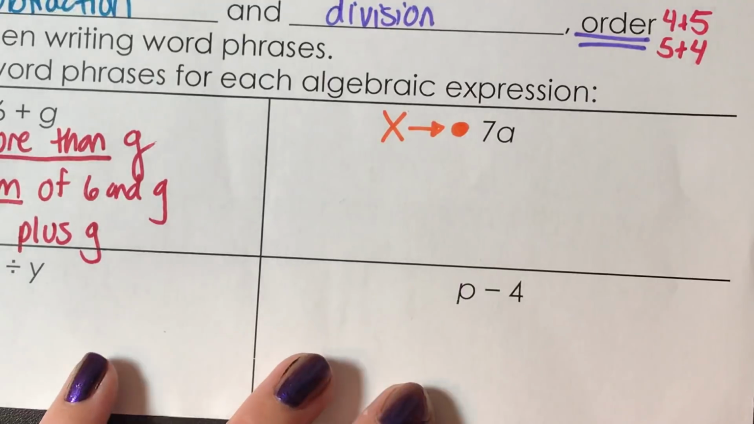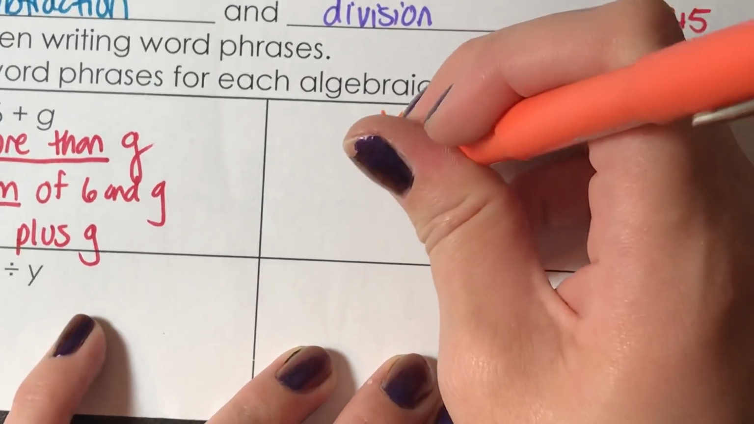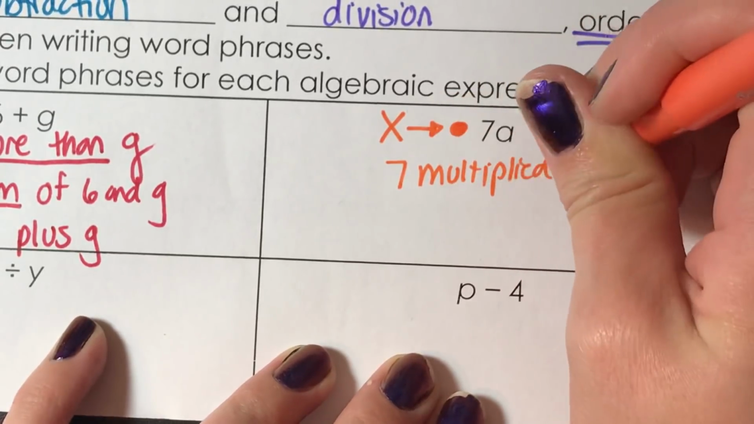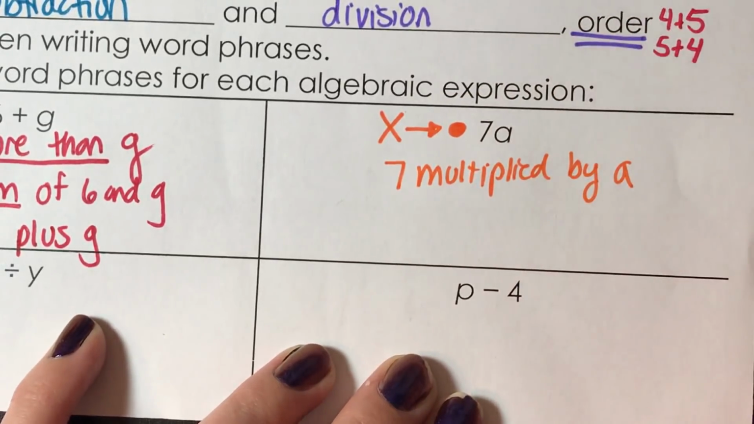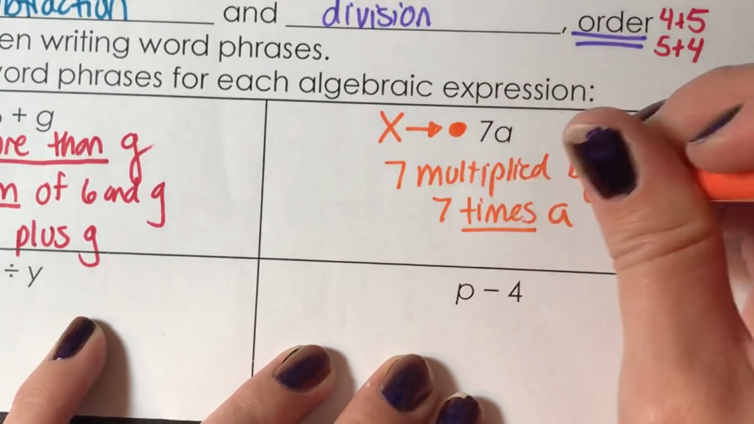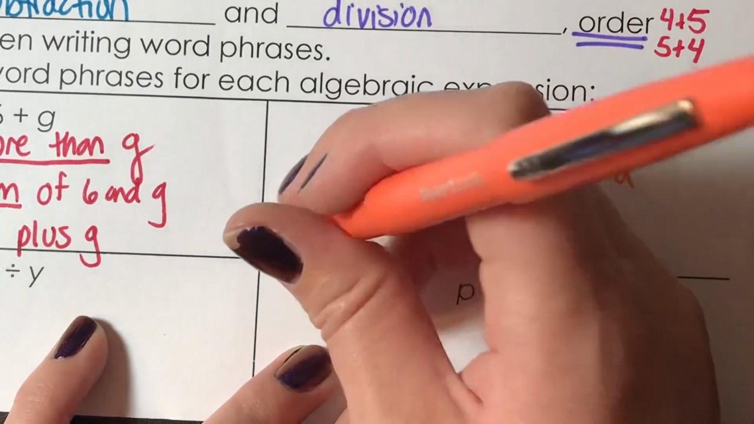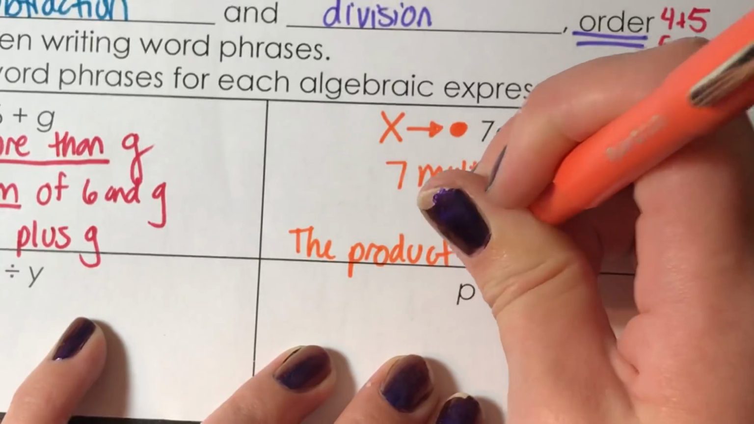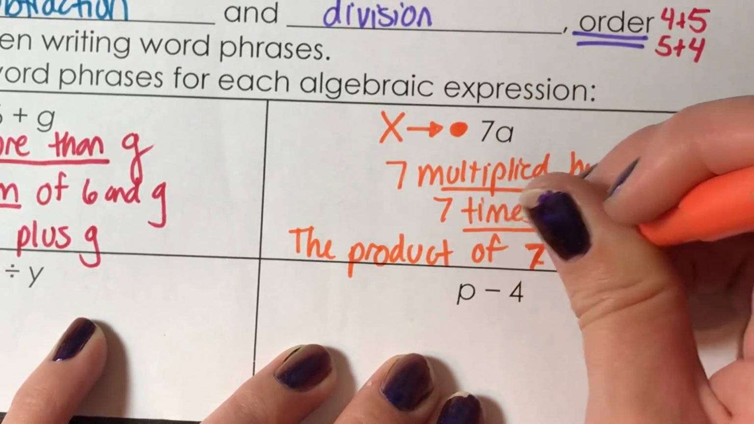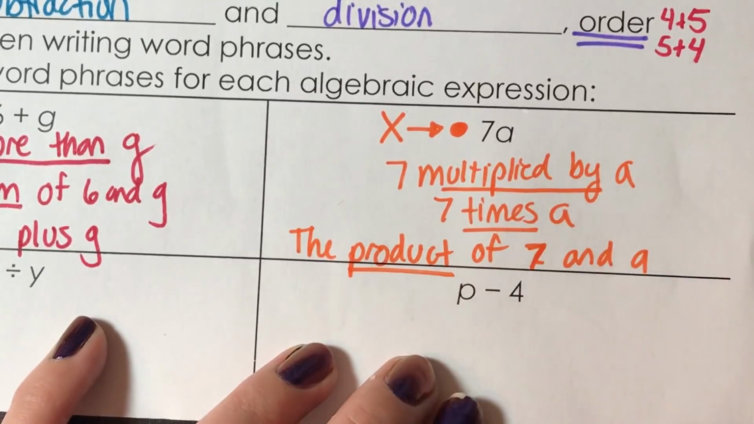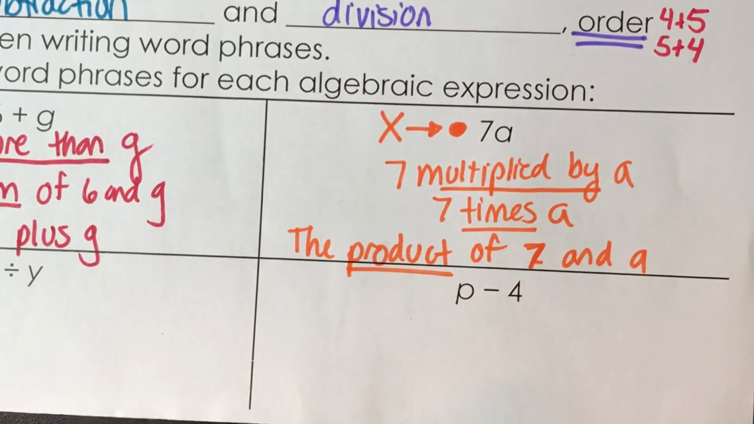So for multiplying, I'm going to say you could put 7 multiplied by A, 7 times A, or the product of 7 and A. Those are all clue words telling me I need to be multiplying.